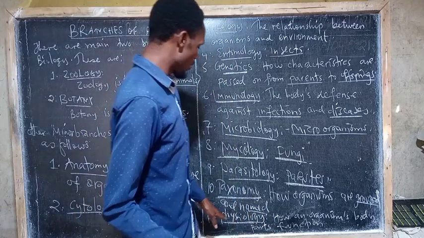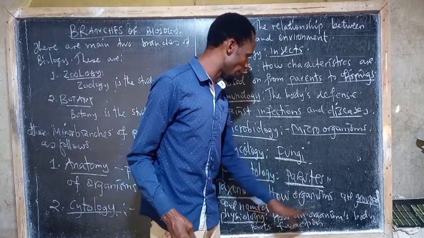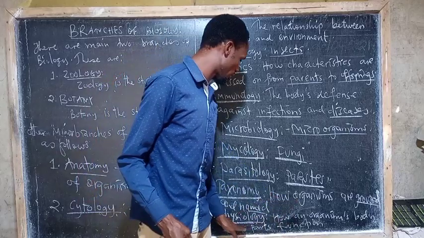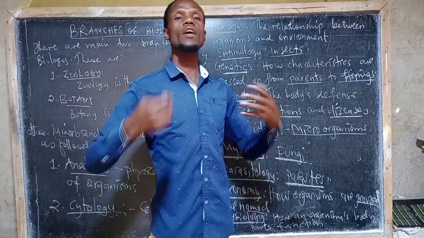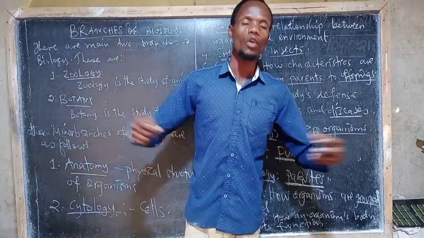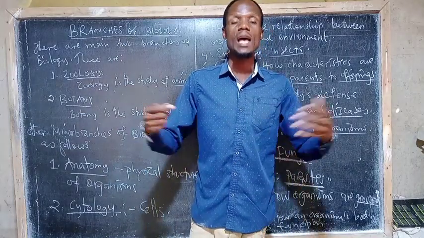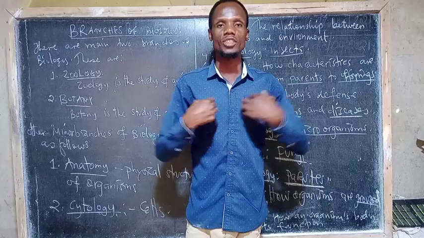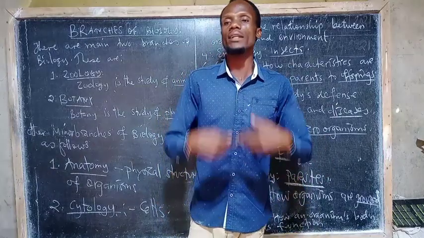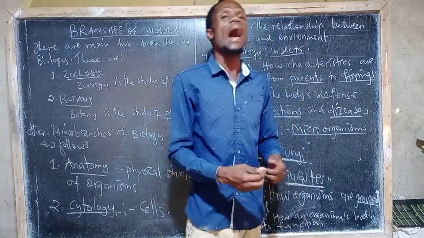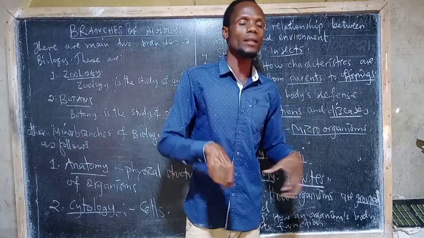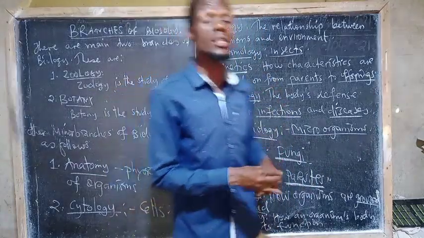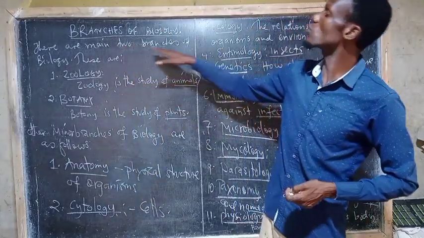But also we have physiology, how an organism's body parts function. What is the function of the body parts that are available in the organism? For example, I am a human being. I've got hands, I've got a chest, I've got lungs, I've got kidneys and so forth. How do they function in living things? So this is all about what we call the branches of biology.